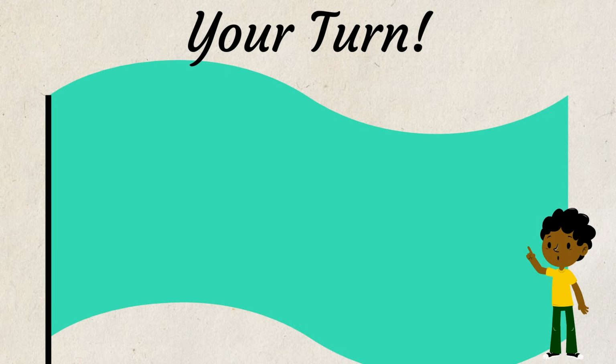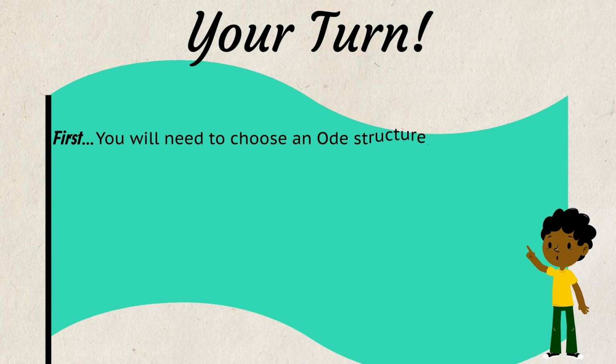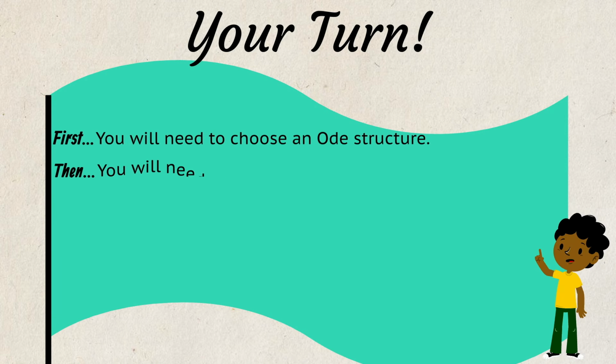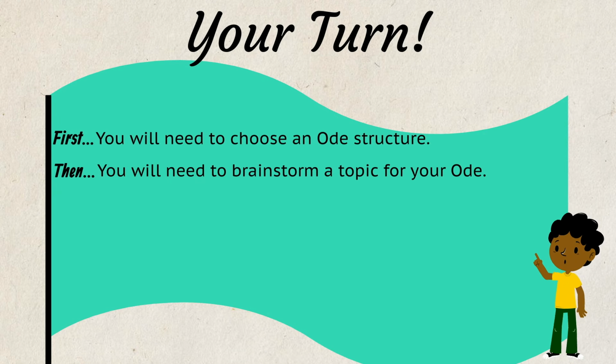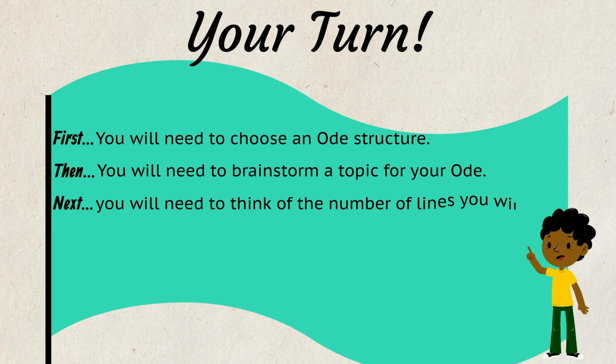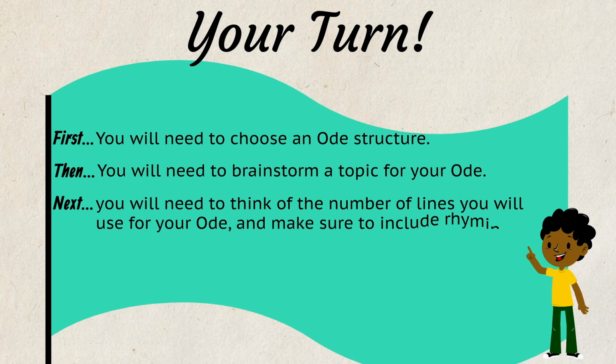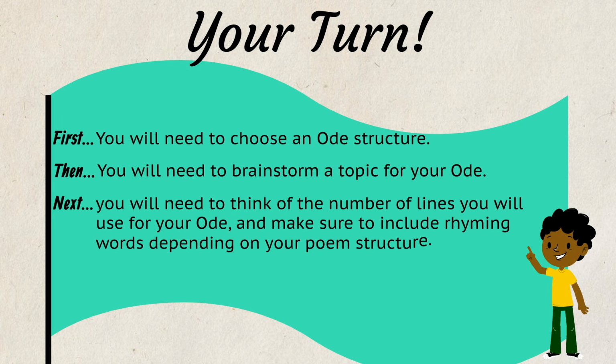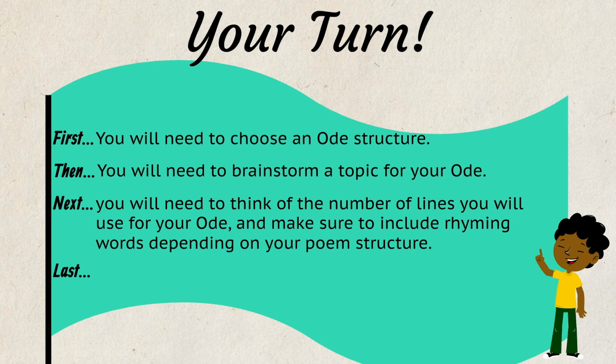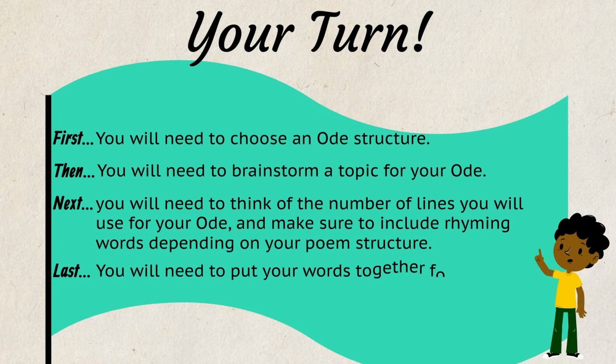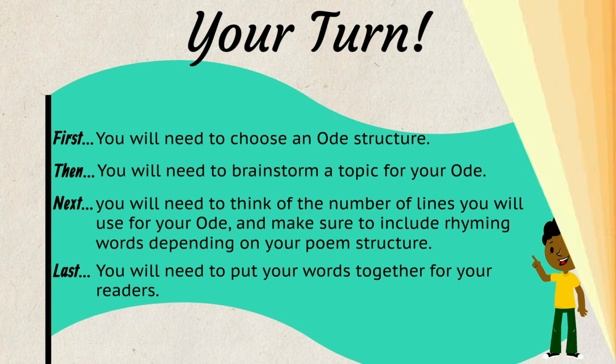Now it's your turn. First, you will need to choose an ode structure that you want to follow. Then, you will need to brainstorm a topic for your ode. Next, you will need to think of the number of lines you will use for your ode and make sure to include rhyming words depending on your poem structure. Last, you will need to put your words together for your readers.